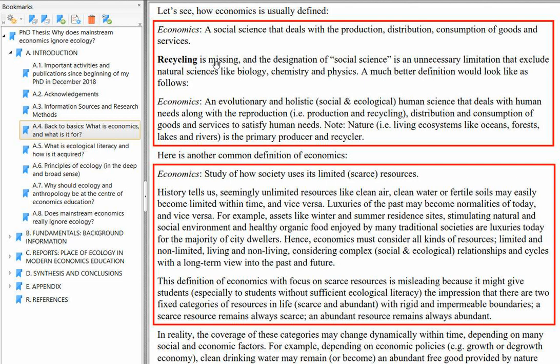And the second example, another definition, what is economics? Study of how society uses its limited resources. This definition is also misleading because, again, a historical perspective is missing.